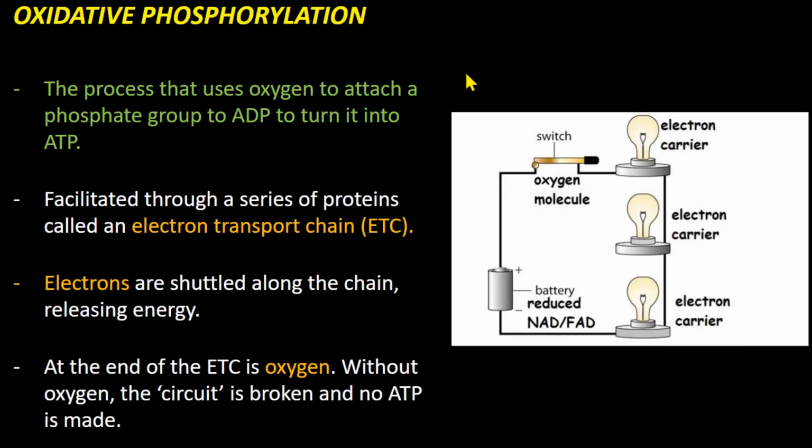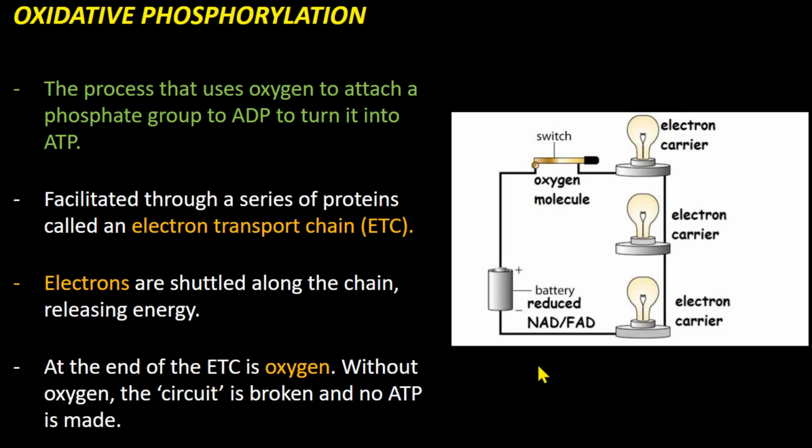Lastly, we have oxidative phosphorylation. This is the process that uses oxygen to attach a phosphate group to ADP to turn it into ATP. This is facilitated through a series of proteins called an electron transport chain. Electrons are shuttled along the chain and they release energy as they do. Now at the end of the electron transport chain is oxygen, an oxygen molecule. Without oxygen, the circuit is broken and no ATP is made.